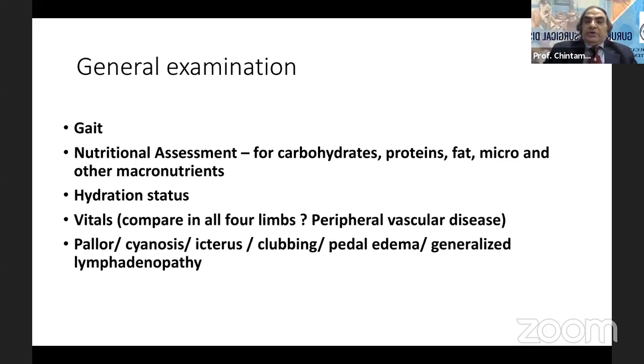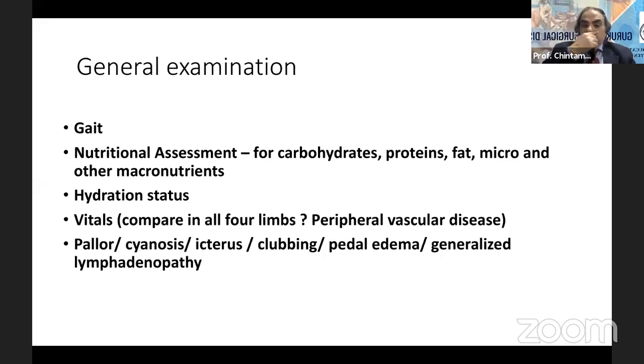Because in coarctation of the aorta, you can have a difference in the pulse between the upper limb and the lower limb. Even blood pressure can be different in the upper limb and the lower limb. That's why they insist, especially in a vascular disease case, that you should take pulse and blood pressure in all four limbs. And look for pallor, icterus, clubbing.